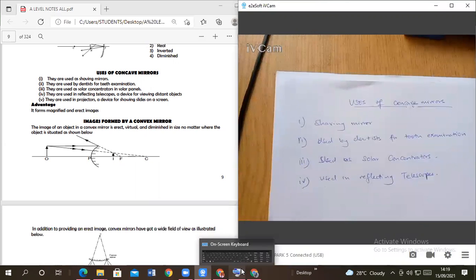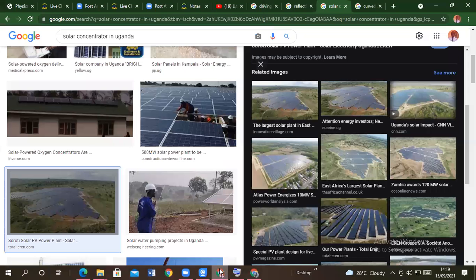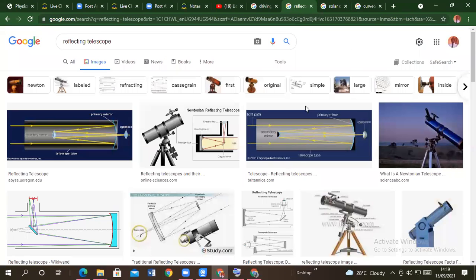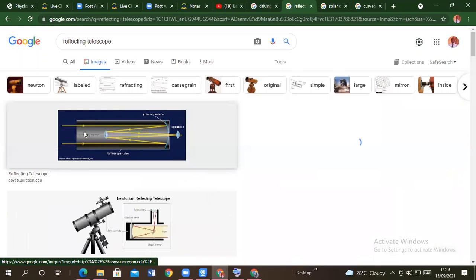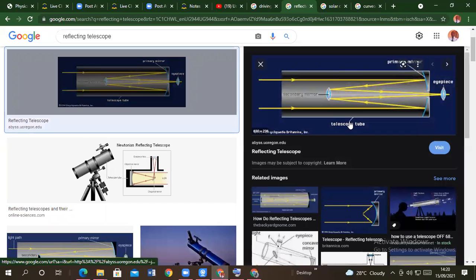And I also showed you reflecting telescopes, how they look like. So these are the reflecting telescopes. These ones here, these are the reflecting telescopes. So what is inside that reflecting telescope? If I may show you this one here, you may see clearly that inside this telescope there is a mirror.